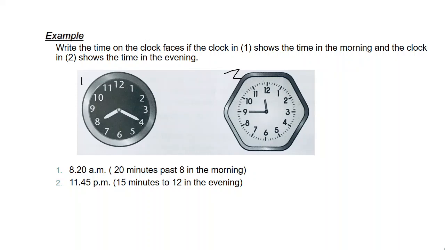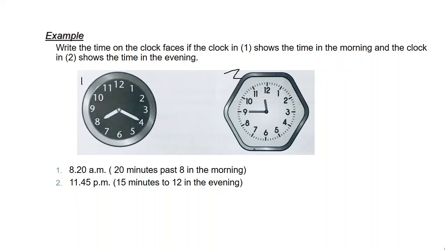Remember, when you are saying it in words, you start with the minutes. If your minutes are less than 30, you use the word past: 20 minutes past the hour. The time is 8, and in numerals that is 8:20. Because we were told this is a 12-hour clock and it shows the time in the morning, we have to use AM. So this is 8:20 AM, or in words, 20 minutes past 8 in the morning.